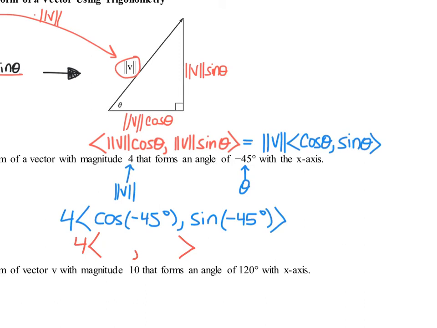So negative 45 is fourth quadrant reference angle. So radical 2 over 2, negative radical 2 over 2. And then I could run through with the 4. I mean, I could have left the 4 inside to begin with if I wanted to. But the component form of this vector would be 2 radical 2, comma, negative 2 radical 2.